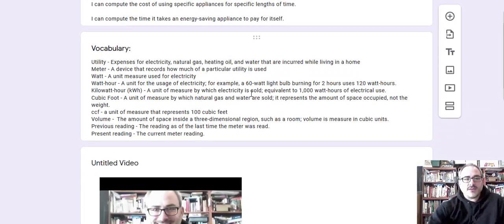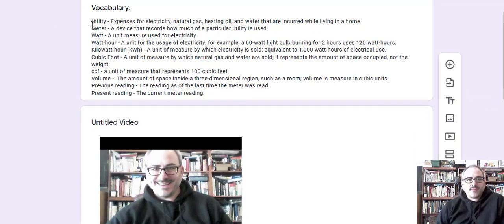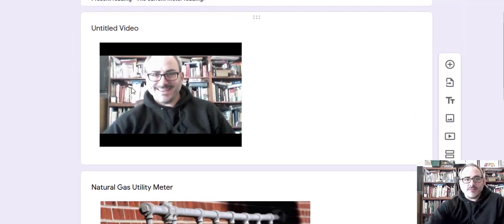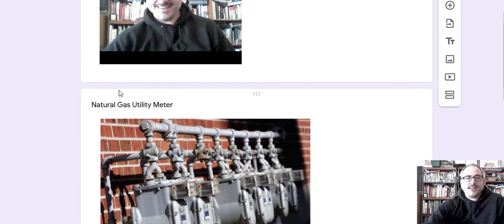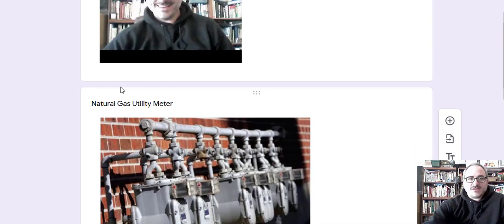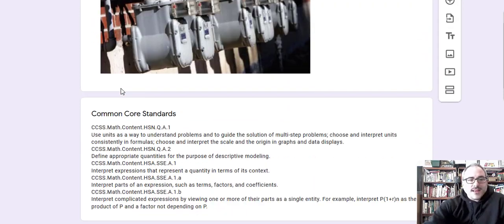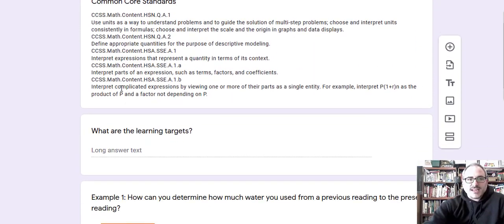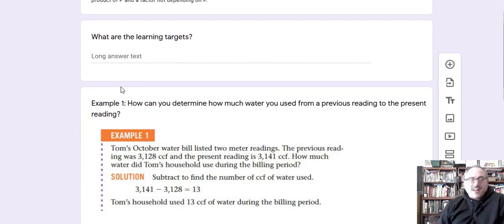All right, here's the vocabulary. Well, actually, I already went over all this vocabulary in this video right here, my vocab video, so I'm going to skip that. This is a picture of that natural gas utility meter I promised you in this little video right here. There's the Common Core standards. That's really for the teachers. Maybe I should put this at the bottom, the standards. You probably don't need those, but I put them up there so you can look at them if you want to.